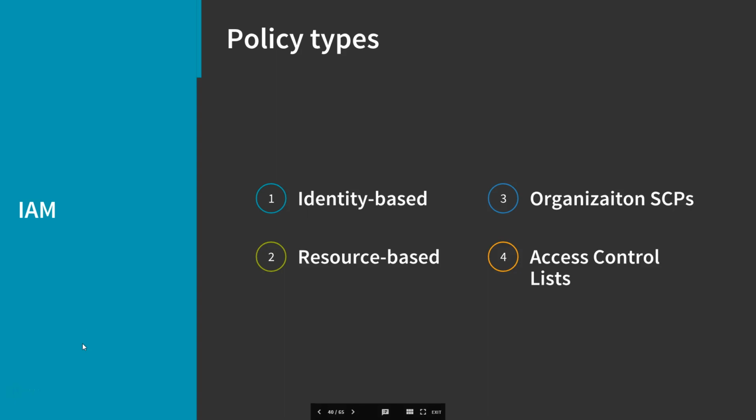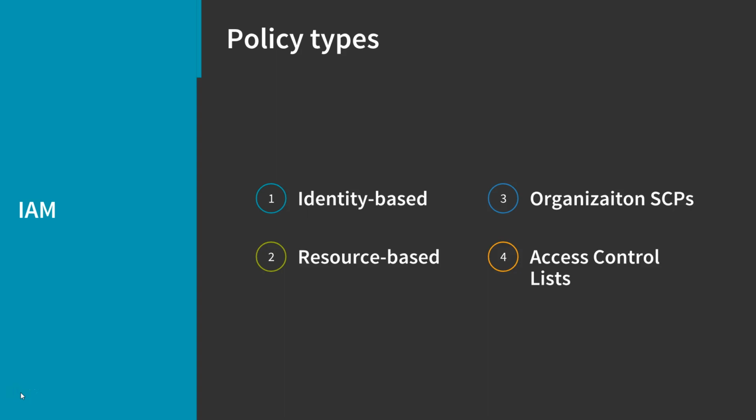The first is identity-based. Identity-based policies are JSON permissions policy documents that you can attach to a principal or identity, such as an IAM user, role, or group. These policies control what actions that identity can perform on which resources and under what conditions. Further, there are 2 types of identity-based policies. There are AWS managed policies and customer managed policies.